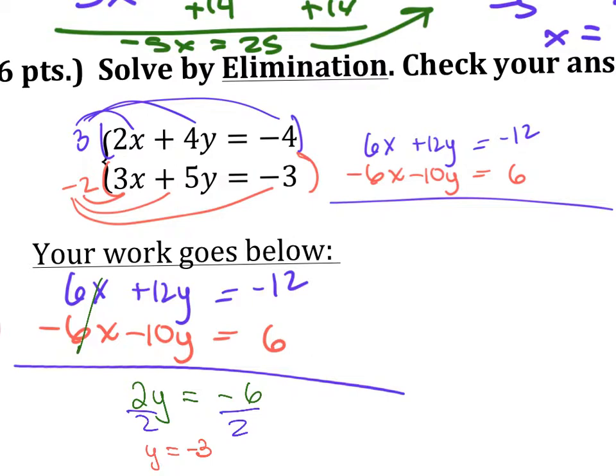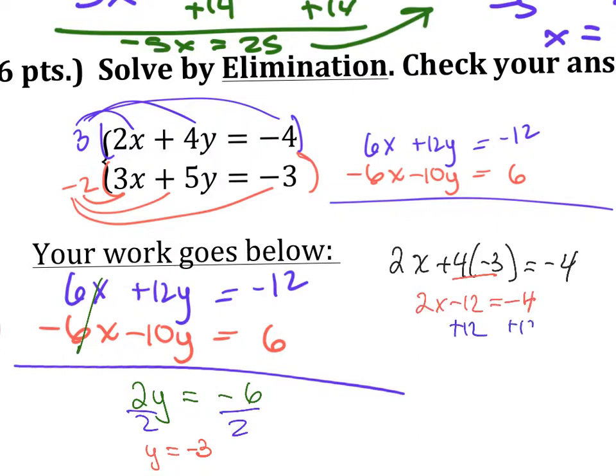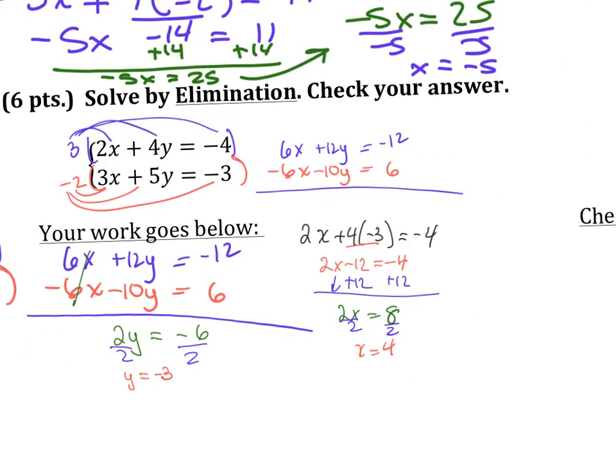And if y is negative 3, then I'm going to use the top equation. 2x plus 4 times negative 3 is equal to negative 4. That's negative 12. Add 12 to both sides. We get 2x is equal to 8. Divide by 2. X is 4. So I believe that my answer is going to be 4 comma negative 3.